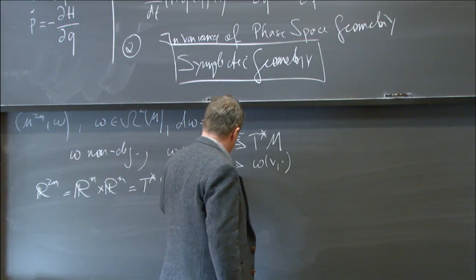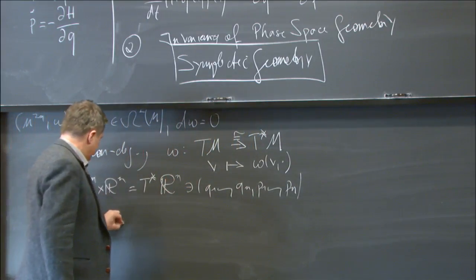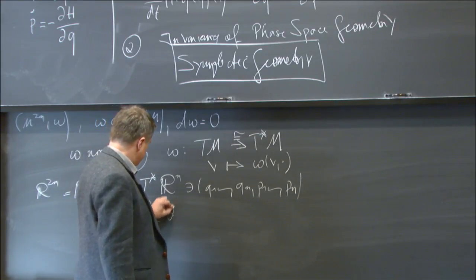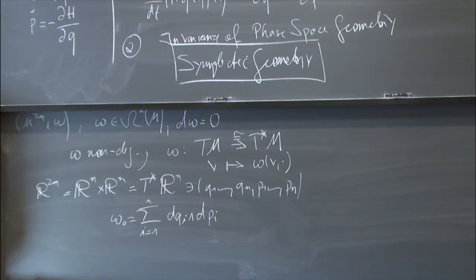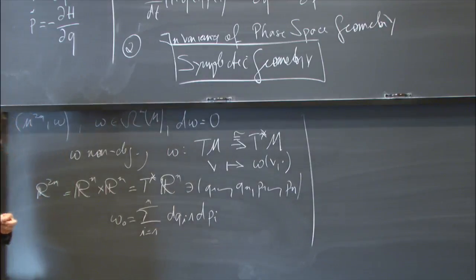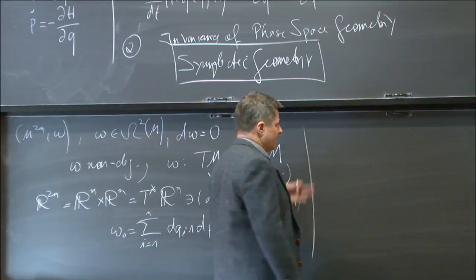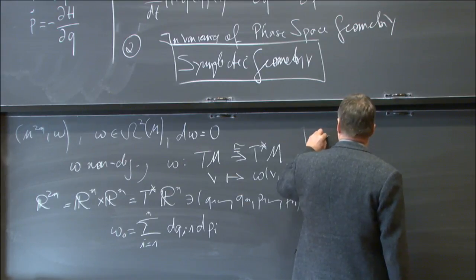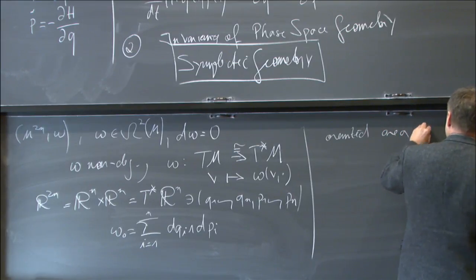And if we take our standard variables, then the standard symplectic two-form is just summing up dq_i wedge dp_i. So how can we get some idea of what such a closed two-form is? One way to picture this two-form is to think of it as a form of oriented area computation.